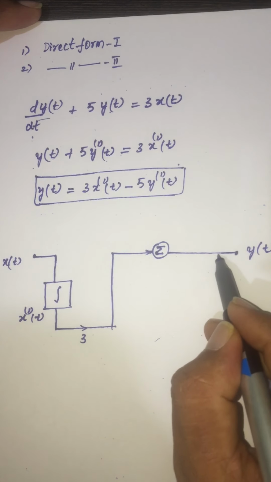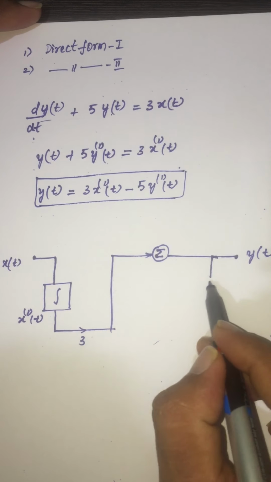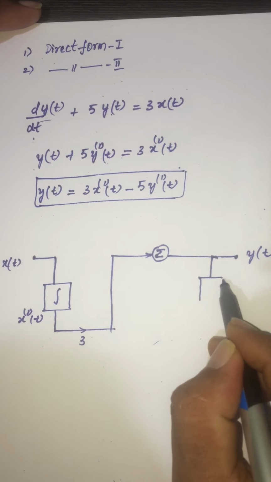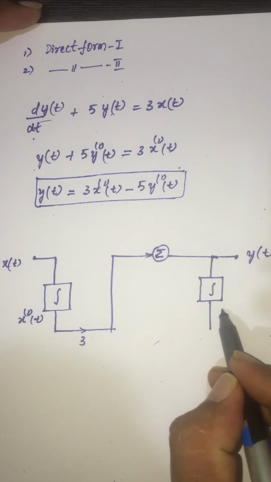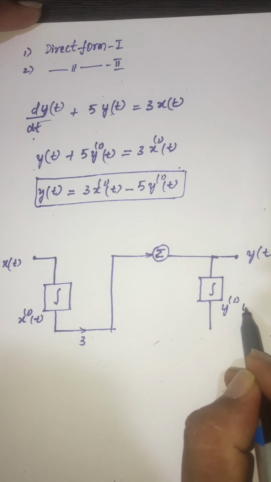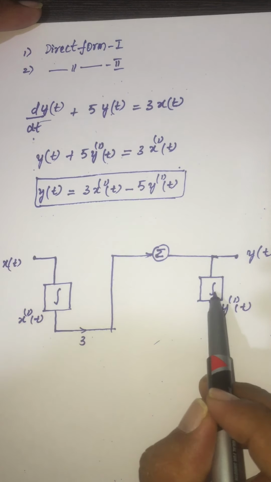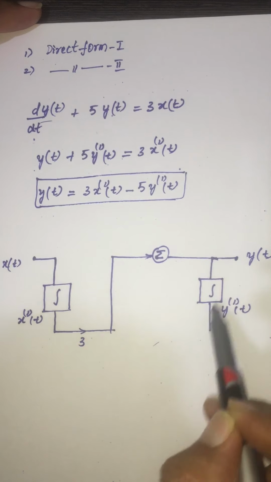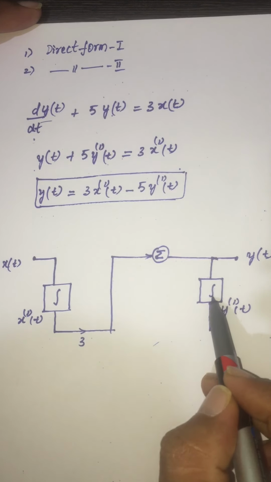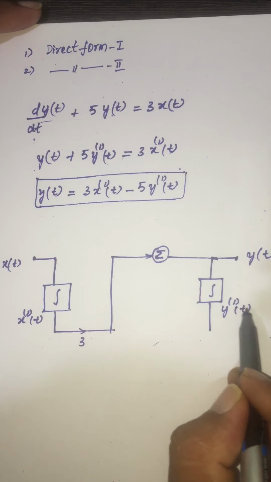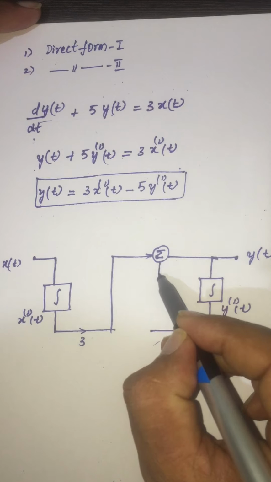From y of t, I need to take back that as my input and I need to give it to the integrator so that I'll be getting y to the power of 1 of t. Correct? I need y to the power of 1 of t. Therefore, I am retracing it from the output itself. I have taken y of t like this and given it to the integrator. Then I'll be getting y1 of t there. And this needs to be added to the mainstream.